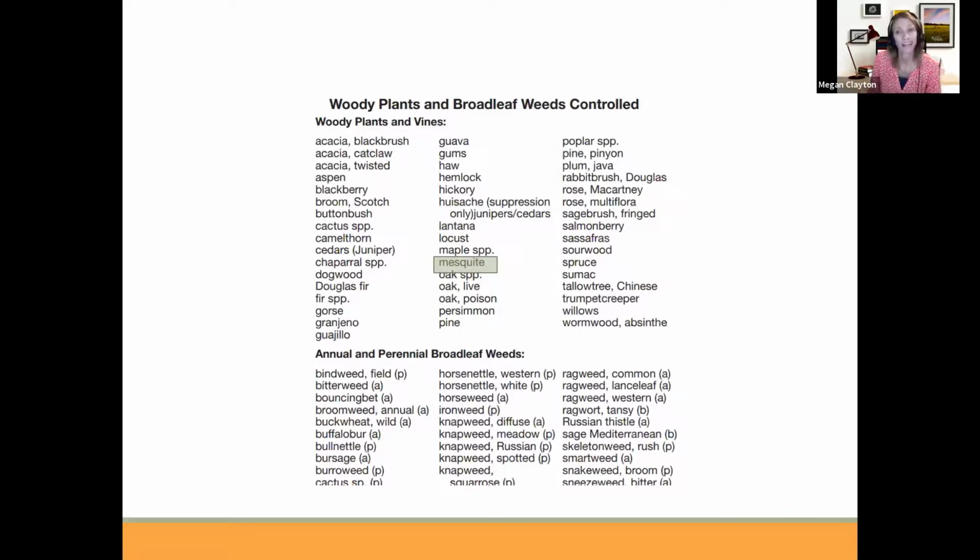So another thing you might consider is that on the labels, a lot of times it can be a little bit confusing. For example, this is a Tordon label that says that woody plants and vines controlled is mesquite. And we know that if we put just Tordon on mesquite, that it does not have a very high effectiveness rating. And so that would be more of a suppression technique.